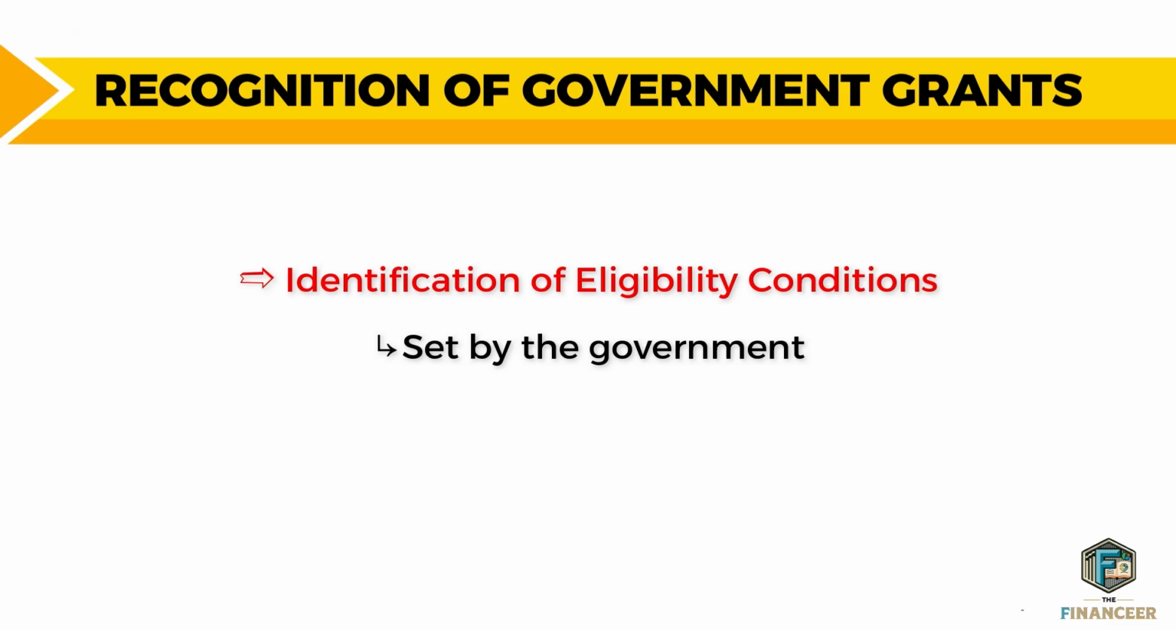So, for example, if the government gives the entity a grant in order to purchase an asset and use it for the next 5 years, this would be considered a condition here in order to be eligible to receive the grant and continue with having the grant and not return it to the government.